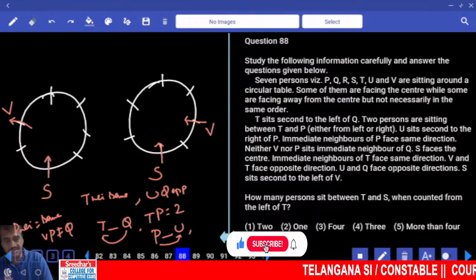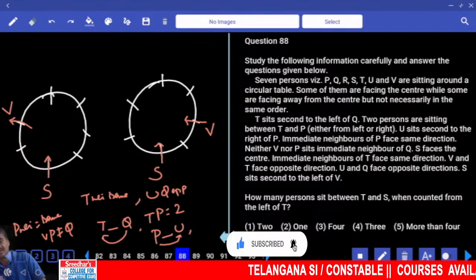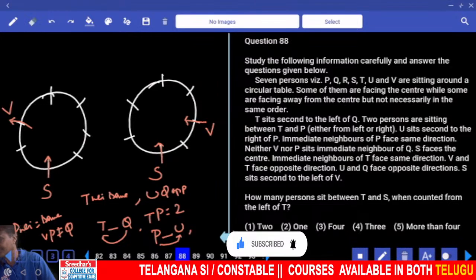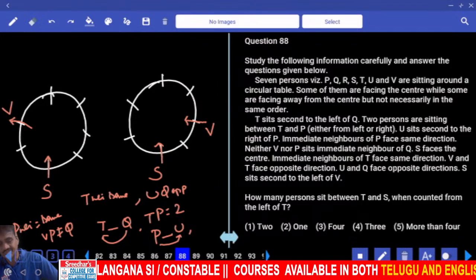Then next one, S sits second to the left of V. Clear, there is no other information that is common for S and V. Then tell me from where we need to start.